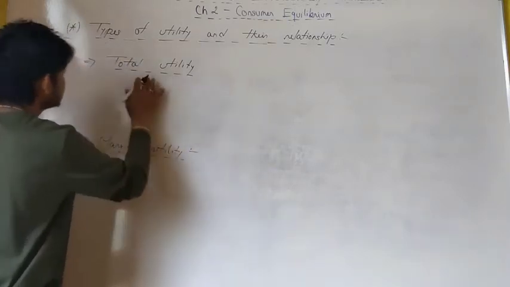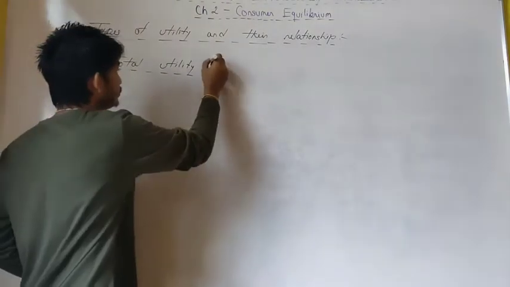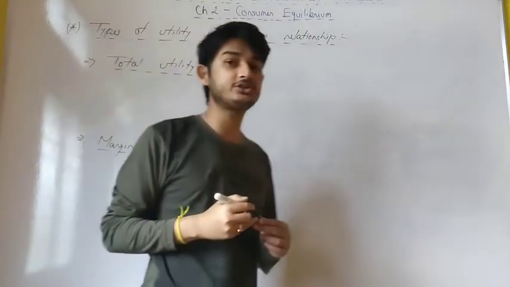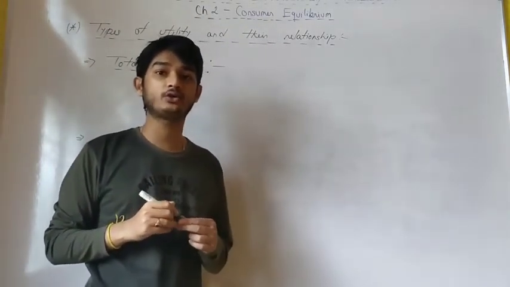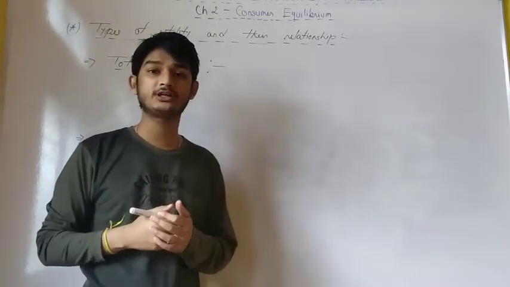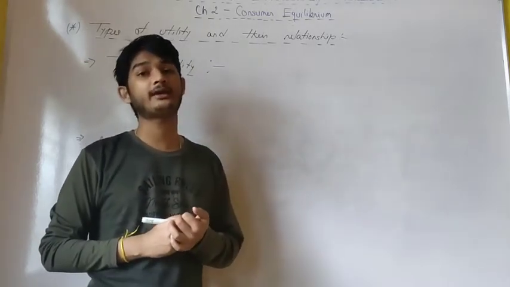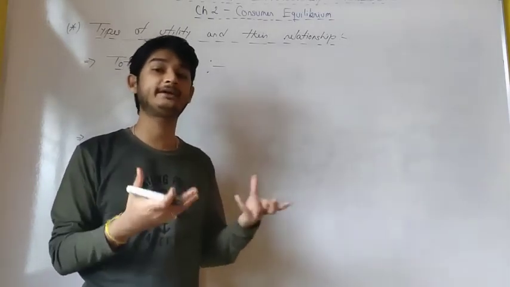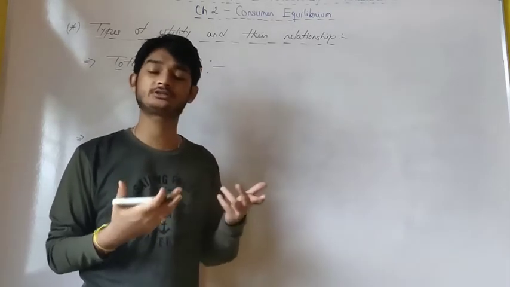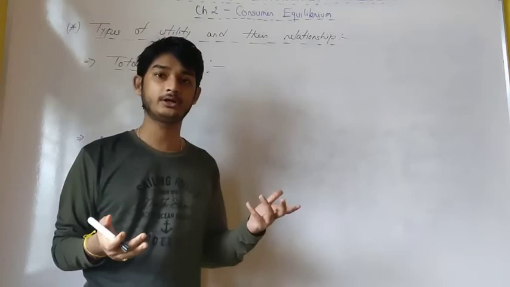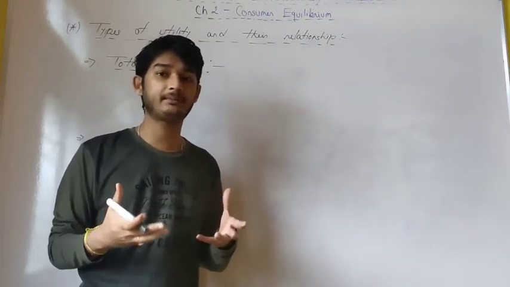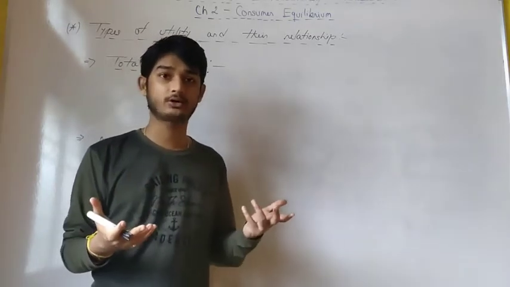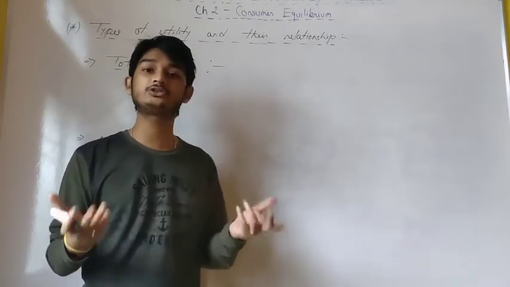Let us discuss the total utility first. Total utility refers to the sum total of utilities that a consumer gets when he or she consumes a certain number of units of a commodity. Suppose a consumer is consuming some number of items of a commodity, that could be 3 units, 4 units, 5 units, or any amount. Say that is a chocolate. A consumer is consuming 5 units of chocolate.